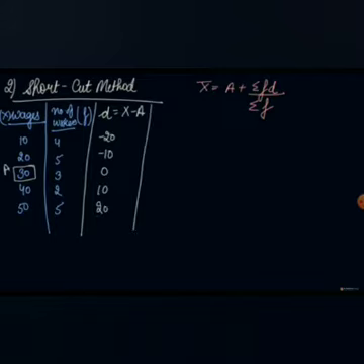Then what we take is FD. FD we have to find out, which means frequency into deviation. This is the frequency, this is the deviation. So 4 into minus 20 is minus 80, 5 into minus 10 is minus 50, 3 into 0 is 0, then 2 into 10 is 20, and 5 into 20 is 100.